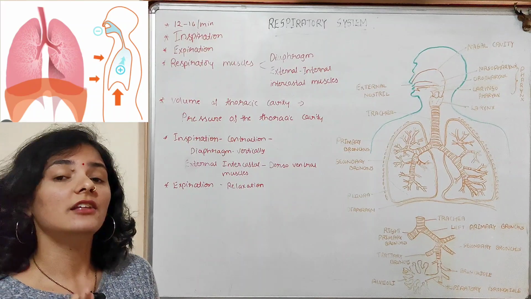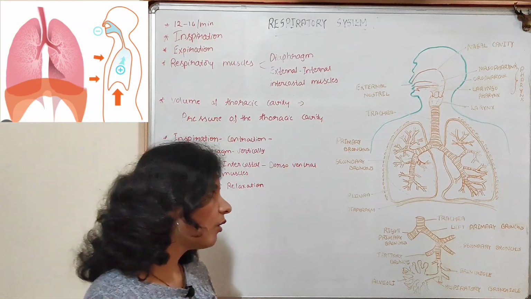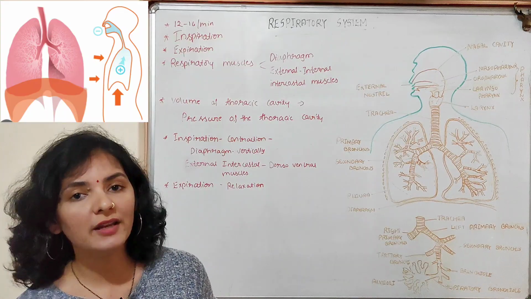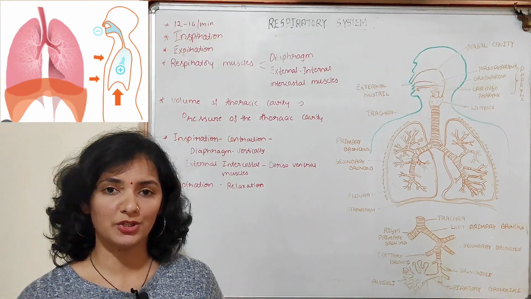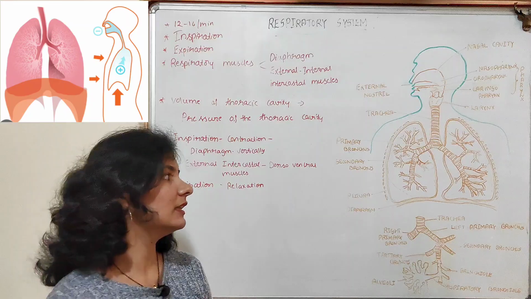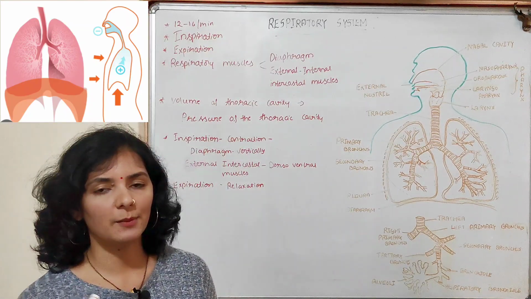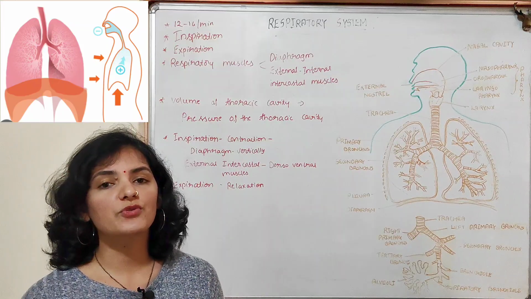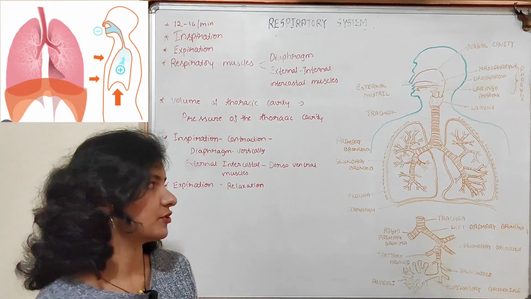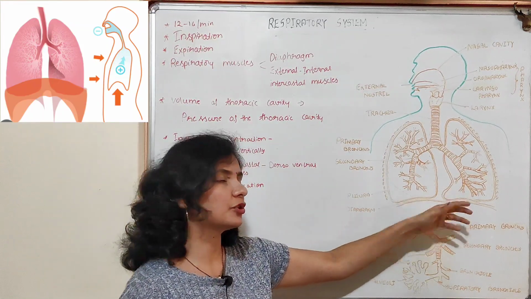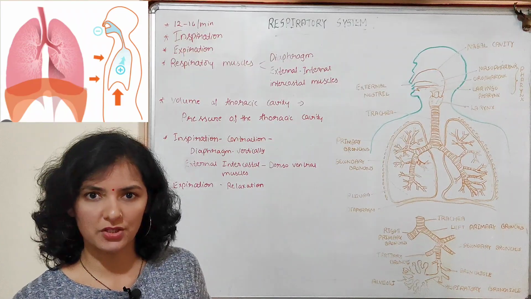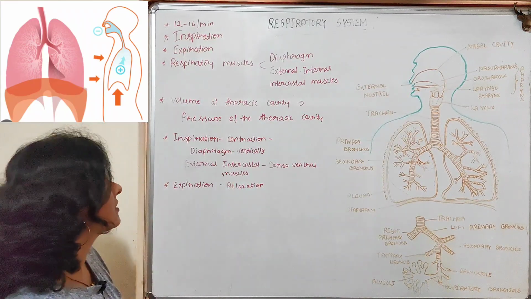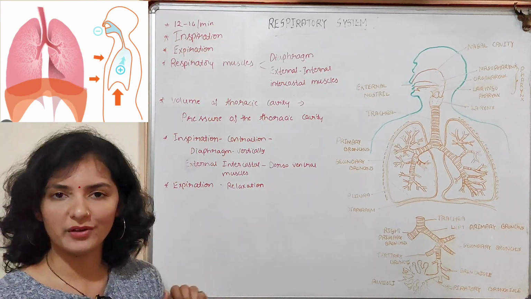So when there is an increase in the pressure of thoracic cavity, obviously there will be an increase in the intrapulmonary pressure when compared to atmospheric pressure. So there is a slight increase in the intrapulmonary pressure when compared to atmospheric pressure. So because of that, air moves from the lungs to outside. So from the region of high pressure to the region of low pressure, that is from the lung the air moves to outside, which is nothing but expiration or exhalation.